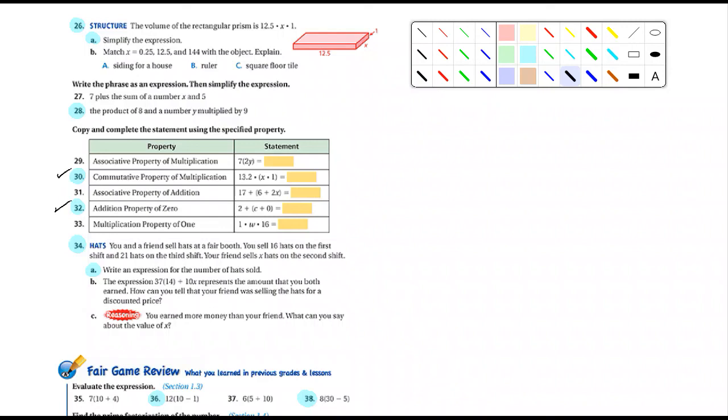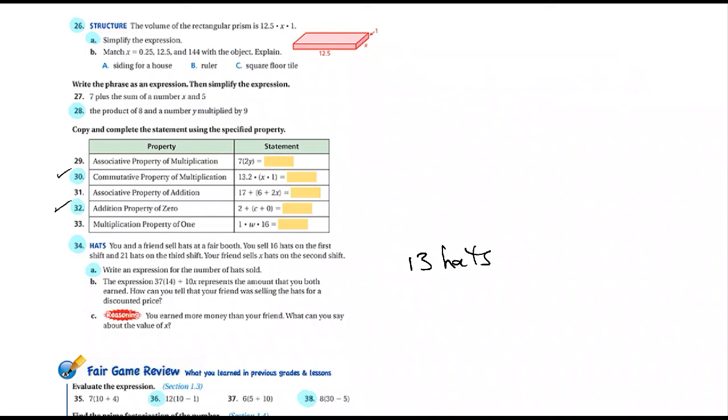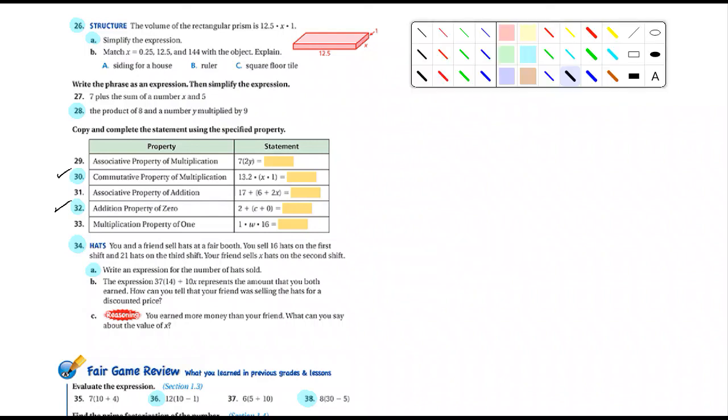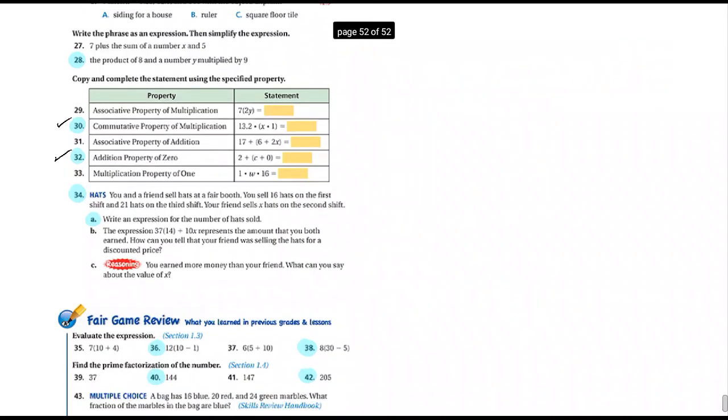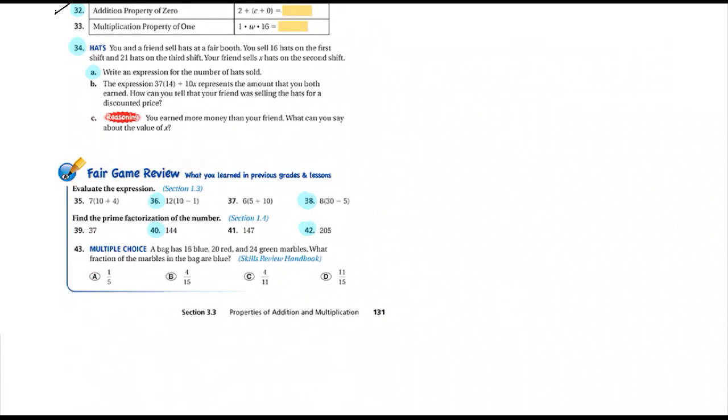We went over those. 34 is a word problem, hats, so don't forget when you answer A that you label it. If they're talking about the number of hats sold, if it's 13 hats, make sure you put the word hats, otherwise you'll lose a point. You'll get half of it wrong. All right? And then finally, 36, 38, 40, and 42. Are we doing 43? No.